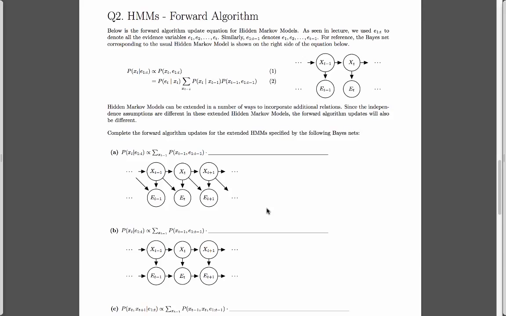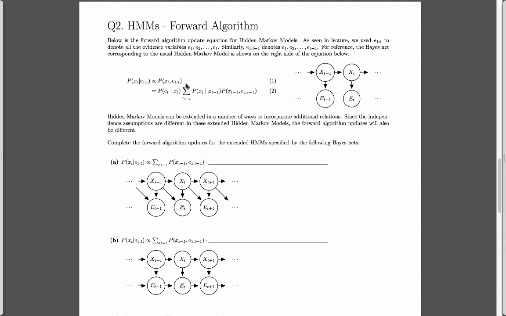Now let's talk about question 2. In this case, we are considering the forward algorithm for an HMM. And we can see up here that the standard forward algorithm update is written right here. And something to keep in mind is that in general, the goal of the forward algorithm is to determine the probability of a state X at a time t, given all of the evidence up to that state.